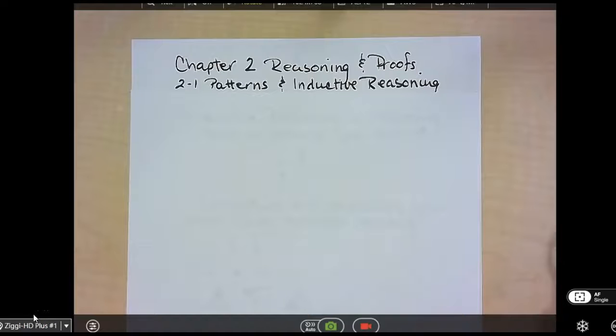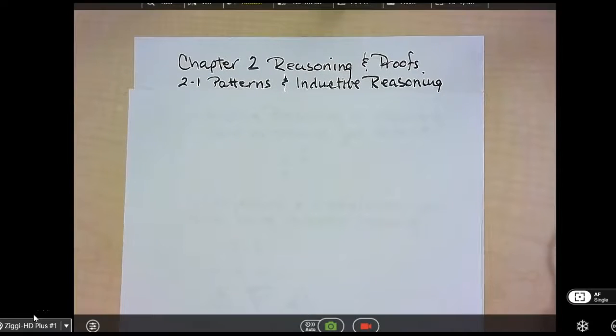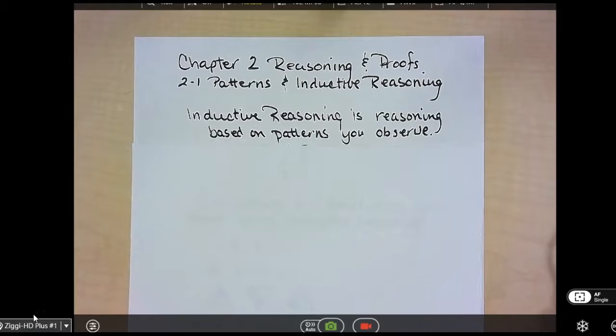Okay, today in geometry you should be starting chapter 2, Reasoning and Proofs. 2-1 covers patterns and inductive reasoning. So inductive reasoning is reasoning based on patterns you observe.